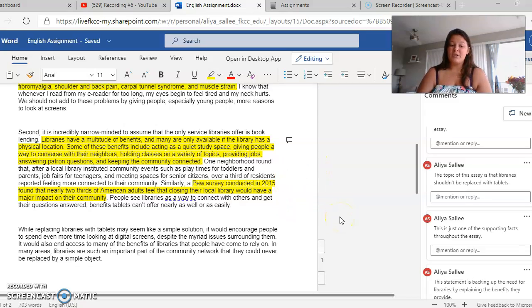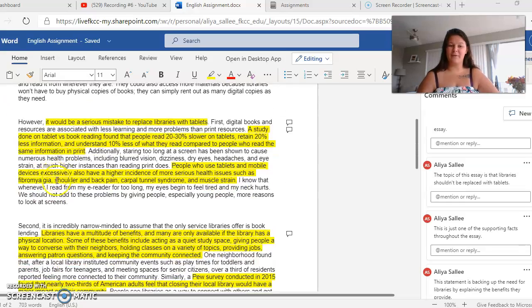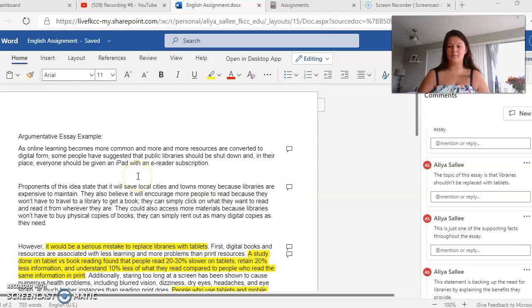The conclusion was very short and sweet and to the point, and I feel like it really ended on a good, slamming note. It said, while replacing libraries with tablets may seem like a simple solution, it would encourage people to spend even more time looking at digital screens despite the myriad issues surrounding them. It would also end access to many of the benefits of libraries that people have come to rely on. In many areas, libraries are such an important part of the community network that they can never be replaced by a single object. That part really brought it home for me. The ending just made it done for me. It convinced me. I'm done reading the essay.